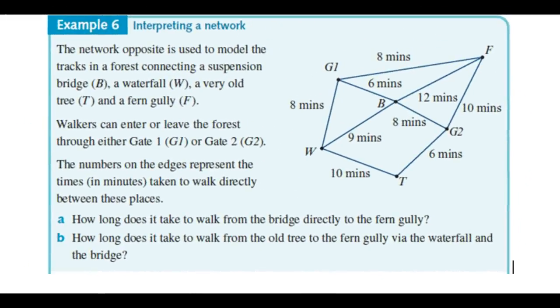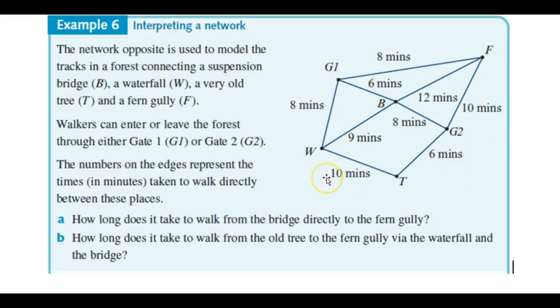Here is a model of the tracks in the forest connecting the suspension bridge B, the waterfall W, a very old tree T, and Fern Gully F from Sherbrooke Forest. Here we can see that walkers can enter the park either through gate 1 or gate 2. The numbers on the edges here represent the minutes taken to walk directly between these places.